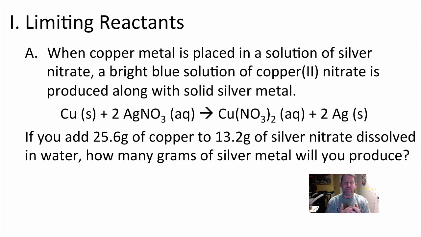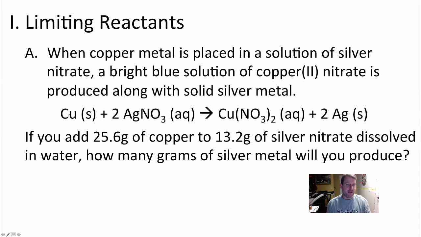So we have this situation: when we place copper metal into a clear solution of silver nitrate, a bright blue solution starts to form, and all the copper metal gets used up and turns to copper nitrate, right here in the equation. And this solid silvery metal forms at the bottom, which is just pure silver. So we have this reaction.